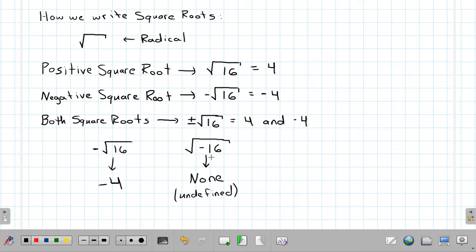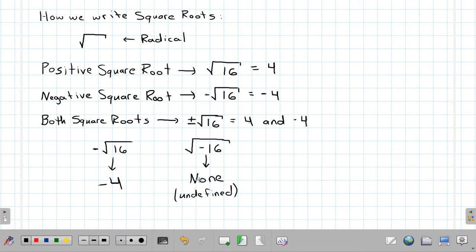So the whole point I'm trying to make here at the bottom of this page is if the negative's on the outside of the square root, that means you need the negative of the square root of the number that's in here. So in this case, negative square root of 16 is negative 4. But if the negative's on the inside of the radical with the number on the inside of the square root, then that actually doesn't mean anything. That means we don't have a number.